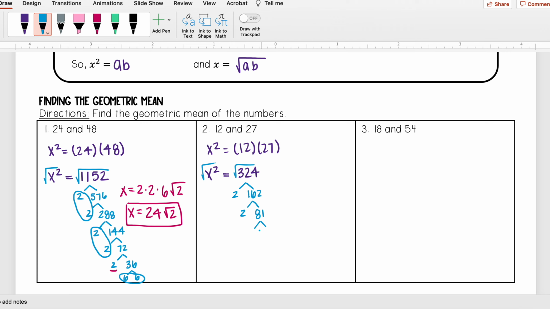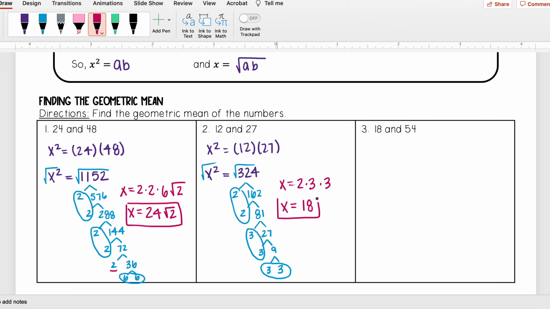81 can be divided by 3, so I get 3 and 27, then 3 and 9, 3 and 3. So I look for all my pairs. I have a pair of 2s, a pair of 3s, and another pair of 3s. This one actually came out even; I used everything. That means x is equal to 2 times 3 times 3, so x is equal to 18.